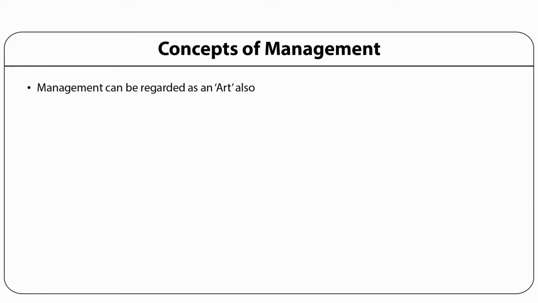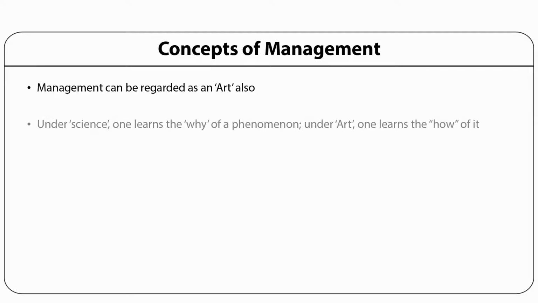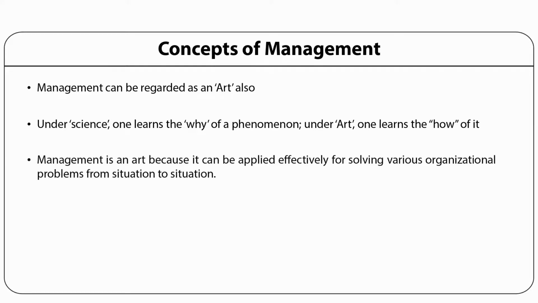Management can also be regarded as an art. L.M. Prasad is of the opinion that the meaning of art is related with bringing about a desired result through the application of skills, whereas under science one learns the why of a phenomenon, but under art one learns the how of it. Art is thus concerned with the understanding of how particular work can be accomplished. So, management is an art because it can be applied effectively for solving various organizational problems from situation to situation. Thus, it is evident that management has the characteristics of science as well as art.